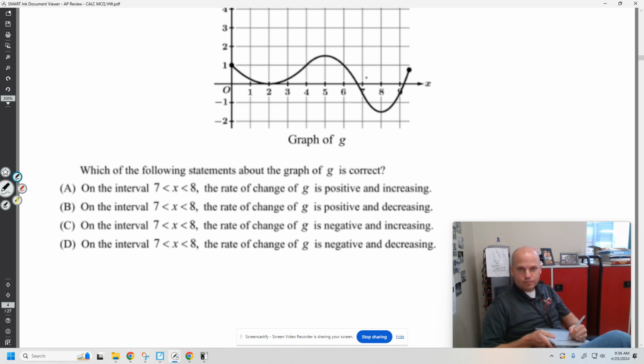7, 8. Man, I gave you bad. I wish we had one where it was decreasing at a decreasing rate. This is decreasing at a decreasing rate. This is decreasing at an increasing rate. This is the same. The rates of change are negative and increasing. It's the same example as what we just did.